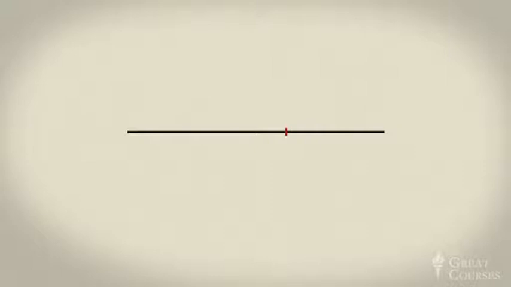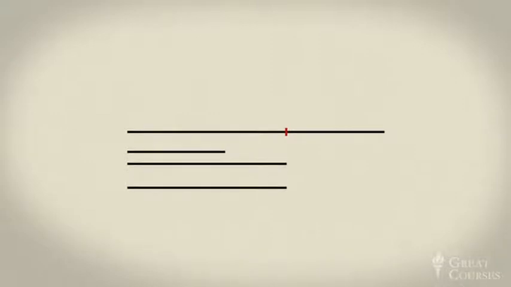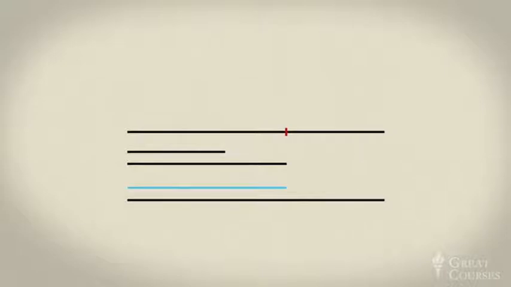And here's the key. The ratio of the shorter line segment to the longer line segment must be the same as the ratio of the longer line segment to the entire line segment. I know that's a bit dense, so let me repeat it. The ratio of the shorter line segment to the longer line segment must be the same as the ratio of the longer line segment to the entire line segment.